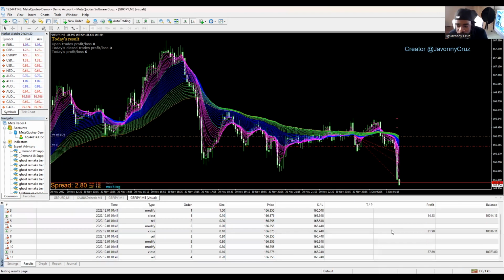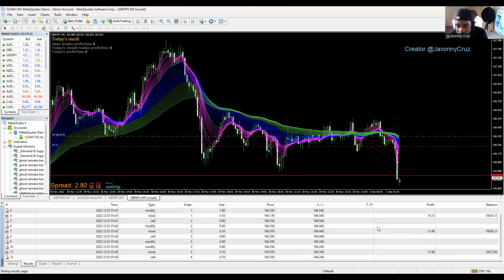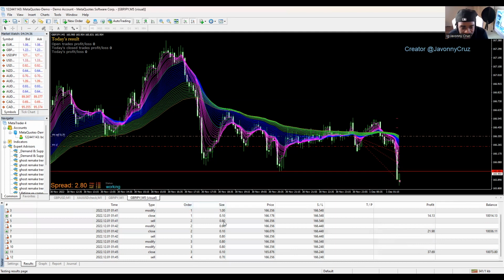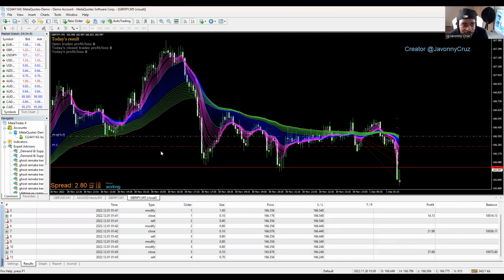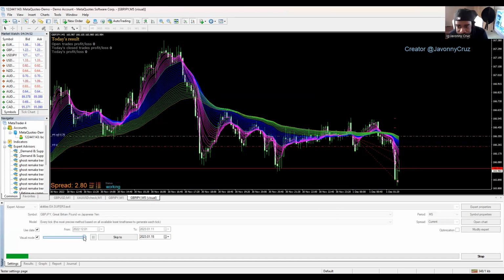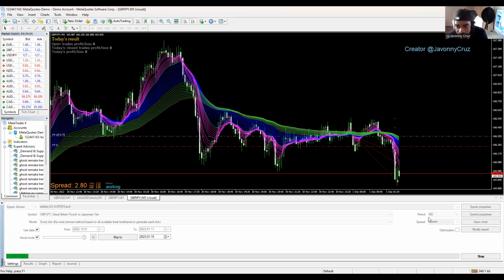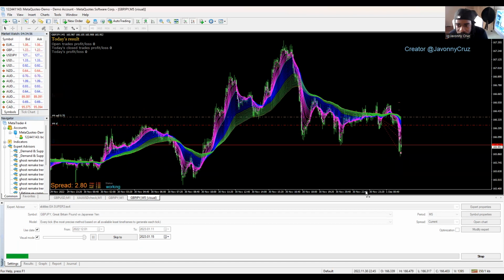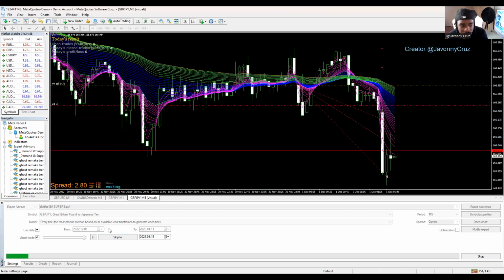You can go to our results. It already took $14, $21, and $37. Basically, it's taking out 0.1 lots every 10 pips. So you can take partial profits as well with these settings, just in case the market wants to reverse on you, whatever the case may be, we're still getting profits out of every move. As you guys can see, it continues to go down. Let's fast forward a little bit.